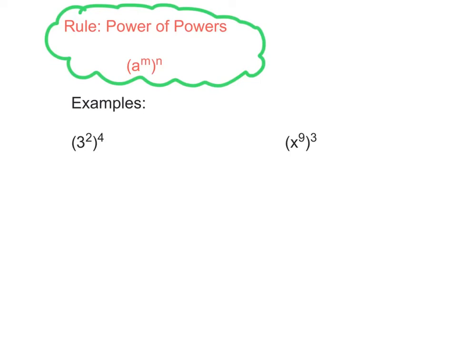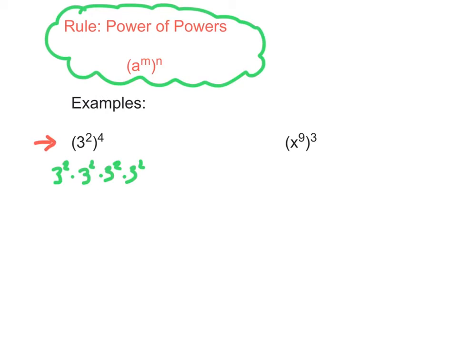So we have 3 squared to the 4th. What this means is that you're going to take this 3 squared and multiply it by itself 4 times. That is what an exponent does. So 3 squared times 3 squared times 3 squared times 3 squared.